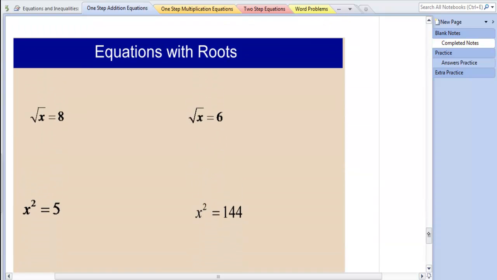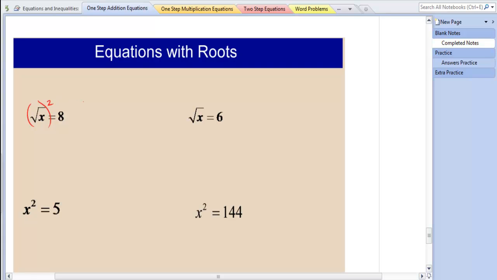Next, we're going to talk about equations with roots. So what is the inverse operation of a square root? Do you remember? It's a square. So if we want to undo the square root, we can just square it. So I'm going to come in and square the square root of x. And that gets rid of the square root.